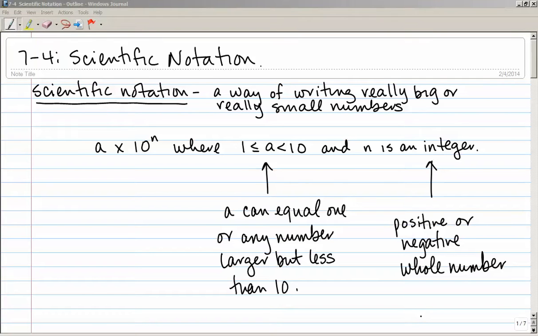Section 7.4 is on scientific notation. Scientific notation is a way of writing really big or really small numbers, kind of a shorthand so we don't have to put a whole lot of zeros into a number.